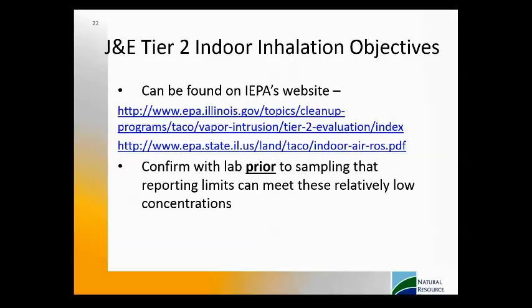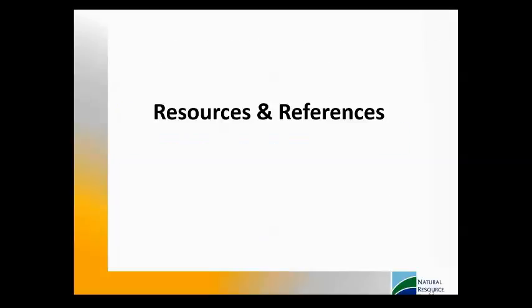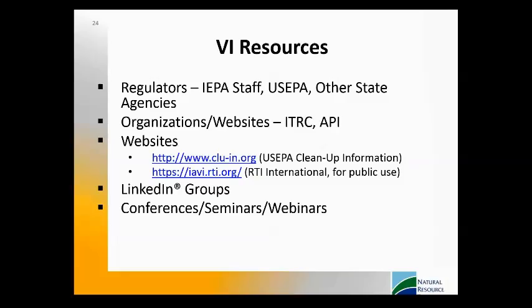The Tier 2 indoor inhalation objectives are actually found on the IEPA website for those that were unaware. You don't have to calculate it yourself. There's a link right there. And also, if you are going to try to achieve a site with no institutional controls, you're going to want to contact the lab before you do the sampling to confirm that they can reach those low concentrations for the indoor air objectives. And resources and references.